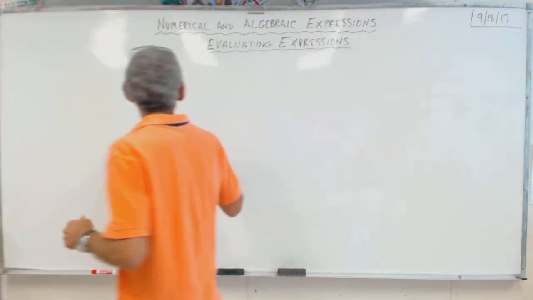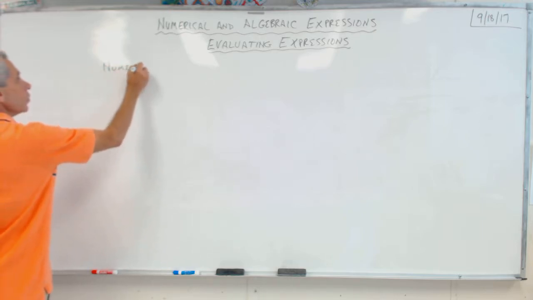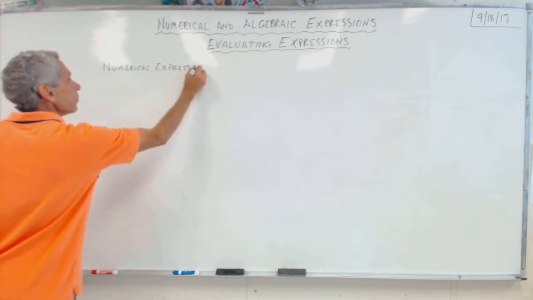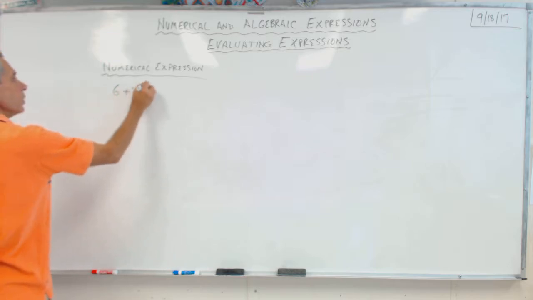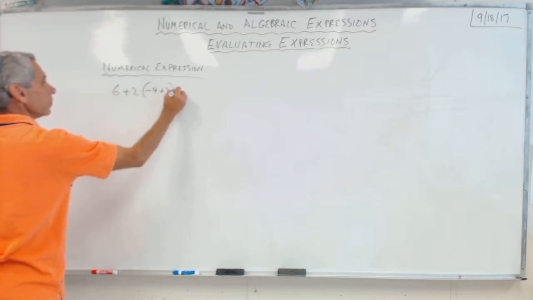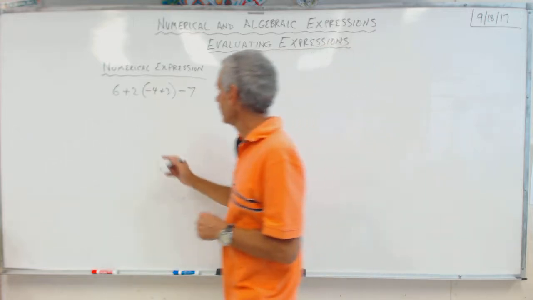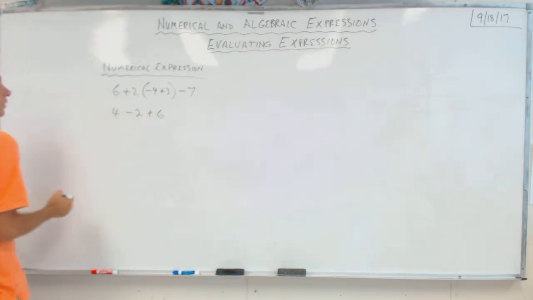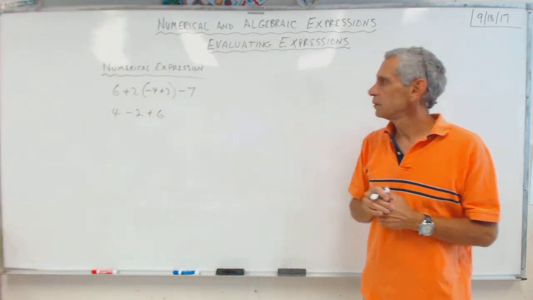So a numeric expression, or numerical expression. An example of a numerical expression would be 6 plus 2 minus 4 plus 3 minus 7. Right? Or a simpler one would be 4 minus 2 plus 6. All right? Those are all numerical expressions.